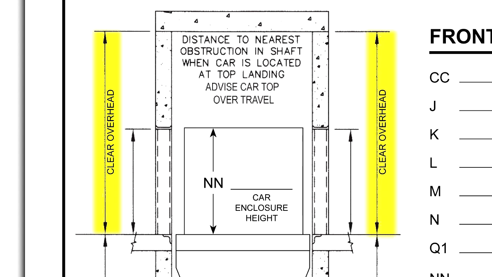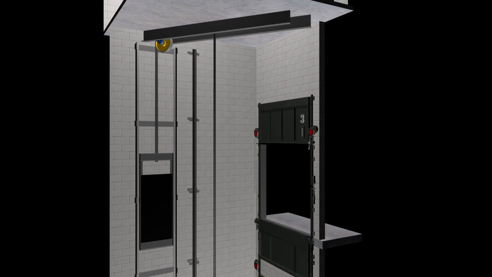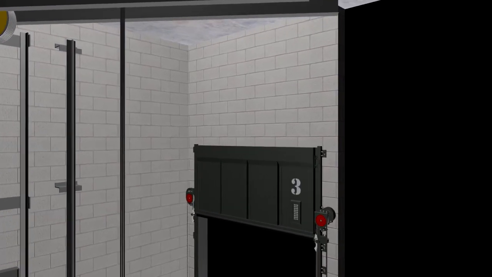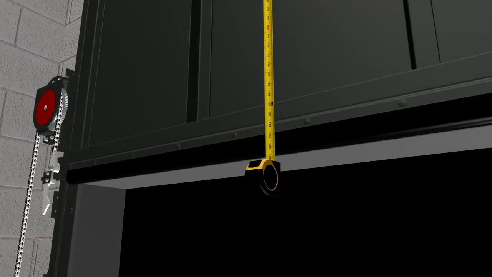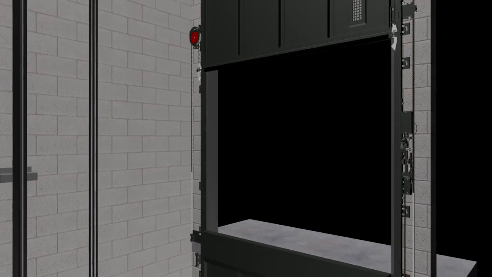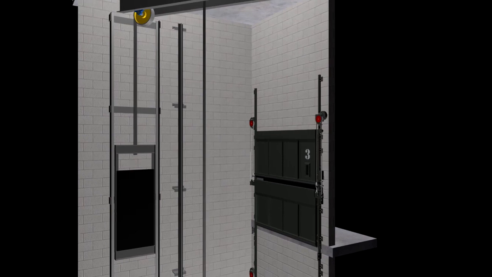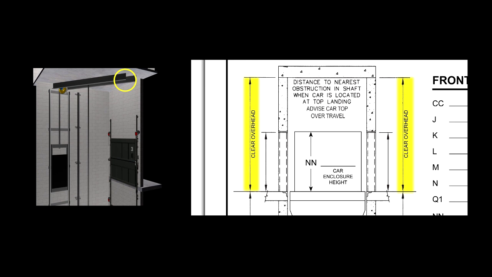Clear overhead. You will need to move the elevator to the top landing. Measure from the header up to the top of the elevator shaft. And add the opening height. If there is equipment mounted directly above the door or car gate, take the measurement from the lowest point of the equipment.